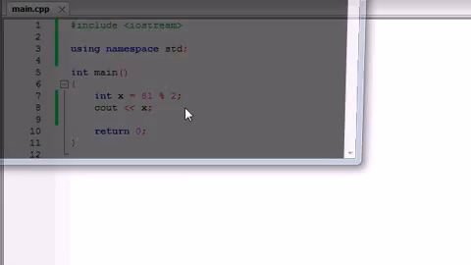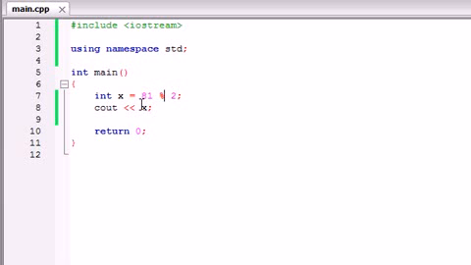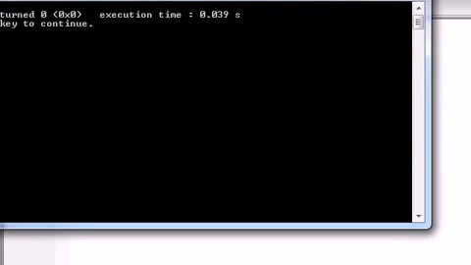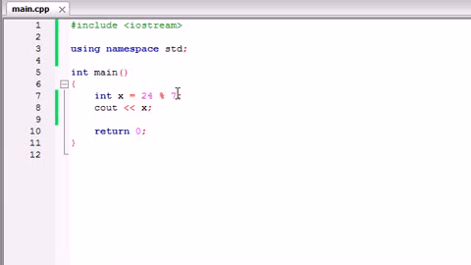Let's build and run this. You can see that 81 modulus 2 gives us the remainder, which is 1. Let me show you a better example, maybe 24 modulus 7. We know that 24 divided by 7 is 3 with a remainder of 3. Let's build this, and again it doesn't say 3 remainder 3, it just says the remainder, which is 3. Simple enough. Now that we know all the arithmetic operators, I can begin teaching you about order of precedence.